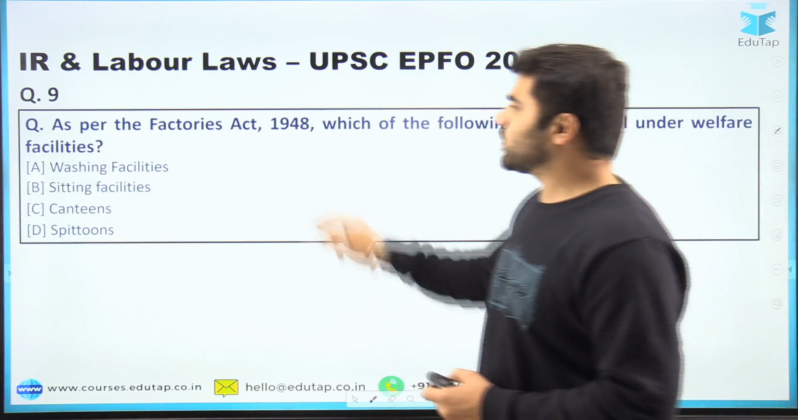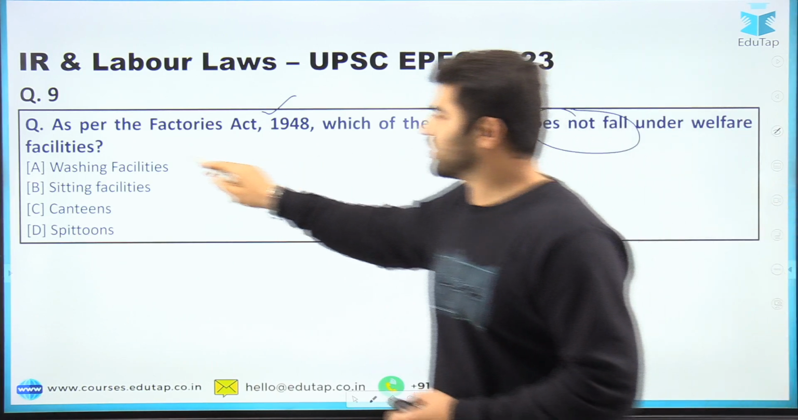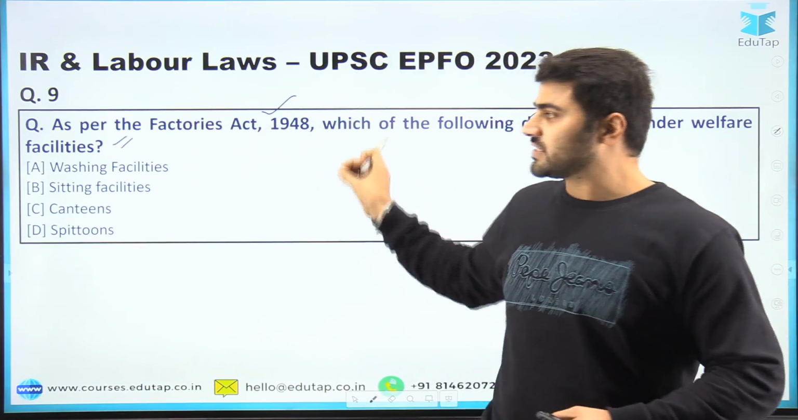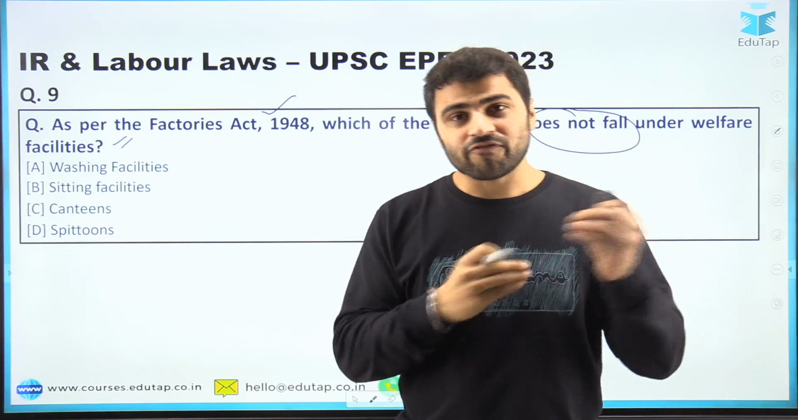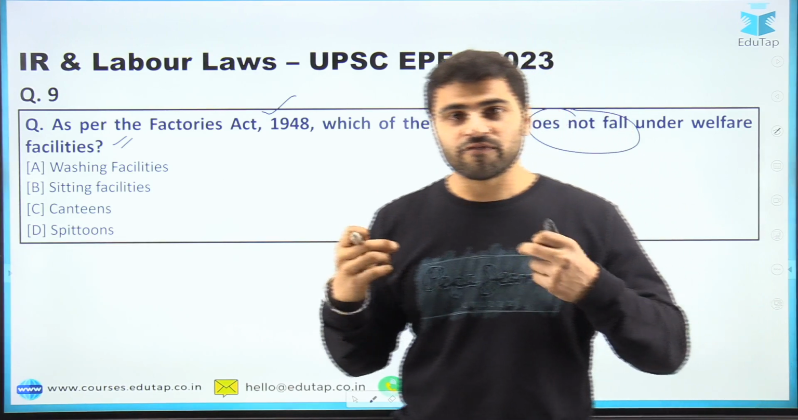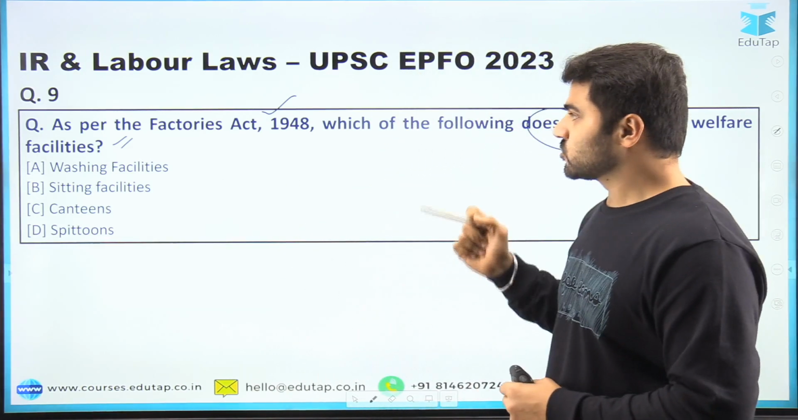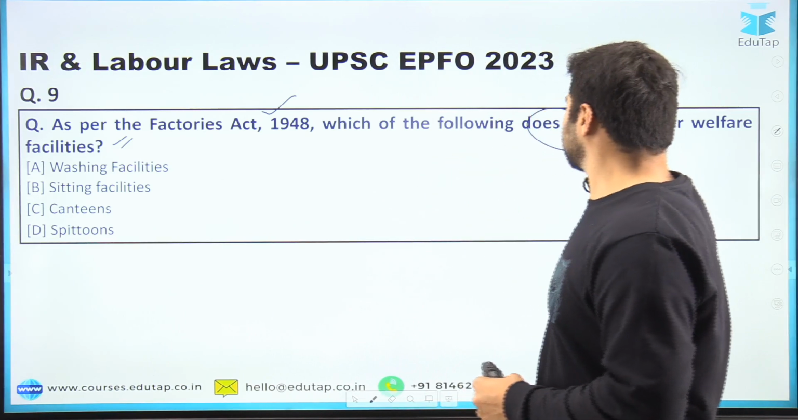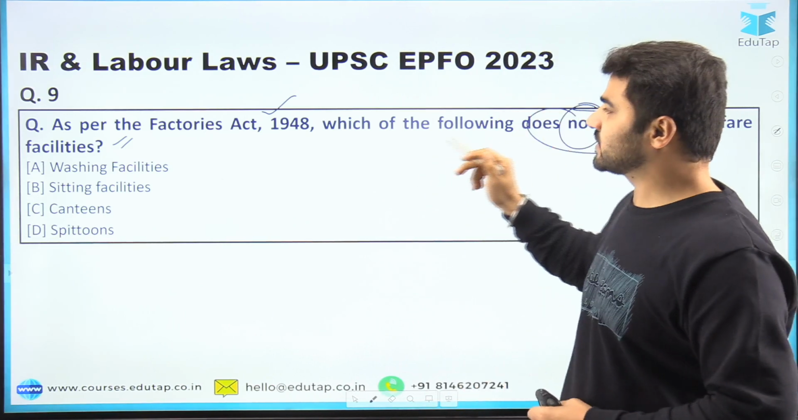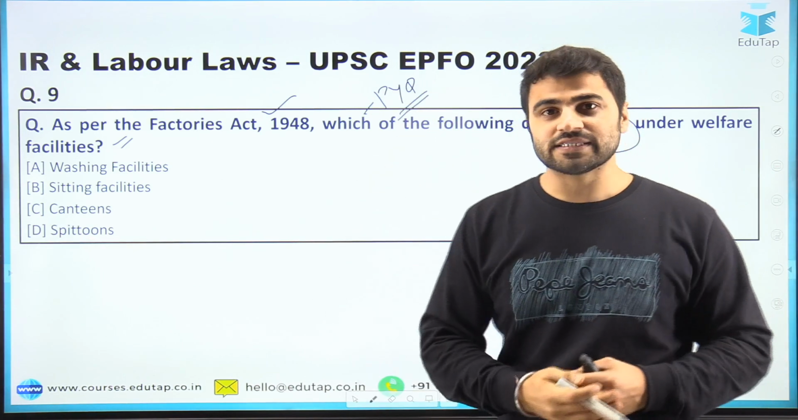Question number 9. As per the Factories Act 1948, which of the following does not fall under welfare facilities? These kind of welfare facilities or health facilities from the Factories Act become very, very important. They are a very important area from where a lot of questions can be framed and asked in the examination. So we are talking about which of the following does not fall under the welfare facilities, and this is a previous year question that has been asked in the EPFC examination, right?